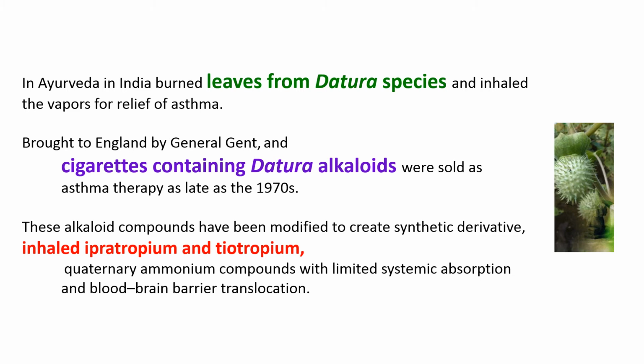But later on, these alkaloids were modified, and we have derived synthetic compounds in the form of inhaled ipratropium bromide and tiotropium. These are quaternary compounds with limited systemic absorption.